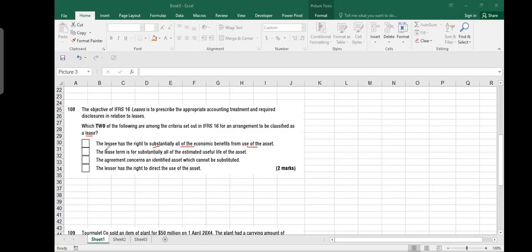It looks like true, but let's read some others. The lease term is for substantially all of the estimated useful life of the asset. No, this is wrong. This was the criteria under IAS 17, the old one. This is not for IFRS 16. The agreement concerns an identified asset which cannot be substituted. This is definitely IFRS 16. The lessor has the right to direct the use of the asset. No, because if the lessor has the right to direct the use, then lease is not there.